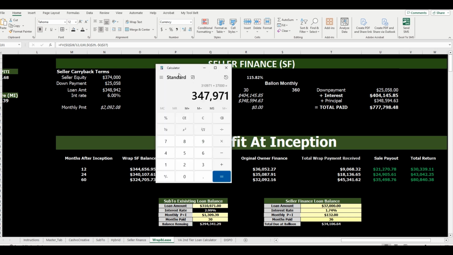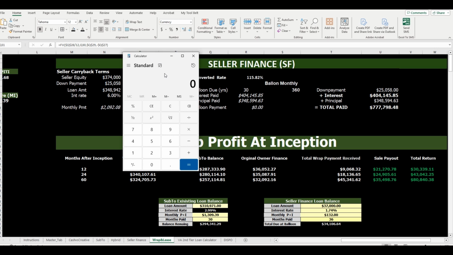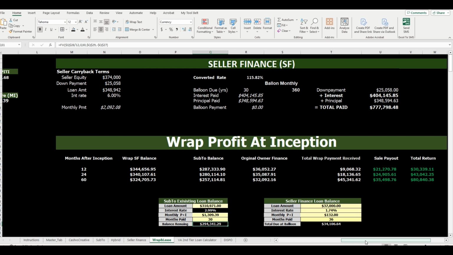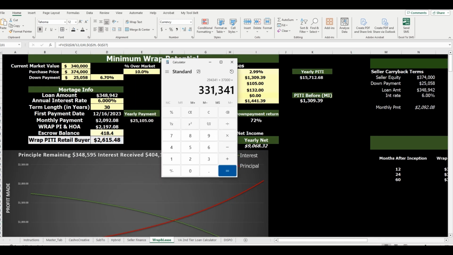So to make this a little bit easier on the retail buyer, we could take $294, $341, plus the seller carryback of $37,000. And now the seller finance note that I am creating must be equal to or greater than $331. So let's do that, because we could probably come down on the purchase price even more. We don't need to go all the way up to 10%. I want to sell this deal.